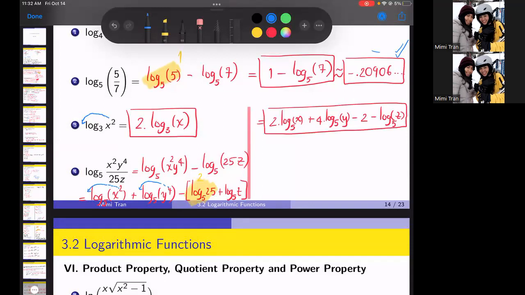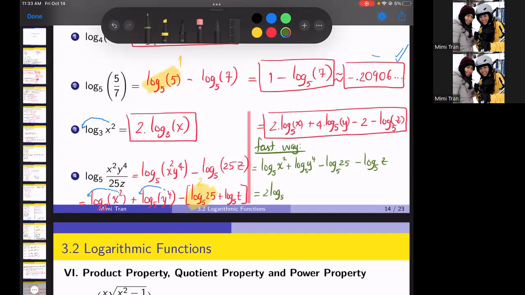All right, let's do the shorter way. The shorter way is that every time you see an input in the numerator, it carries a positive log. The one in the denominator carries the negative log. So the best way is this: log base 5 of x squared plus log base 5 of y to the 4, because those are in the numerator and carry positive logs, minus log base 5 of 25, and also minus log base 5 of z. Now you use the power rule: 2 times log base 5 of x plus 4 times log base 5 of y minus 2, minus log base 5 of z.